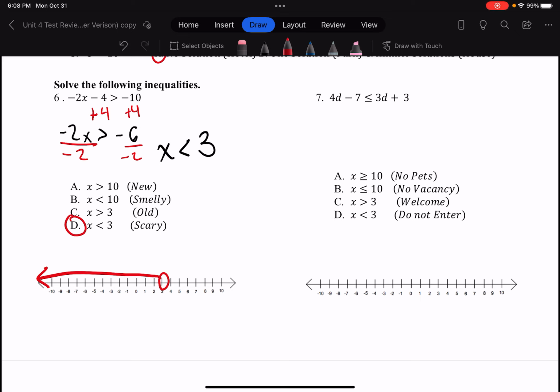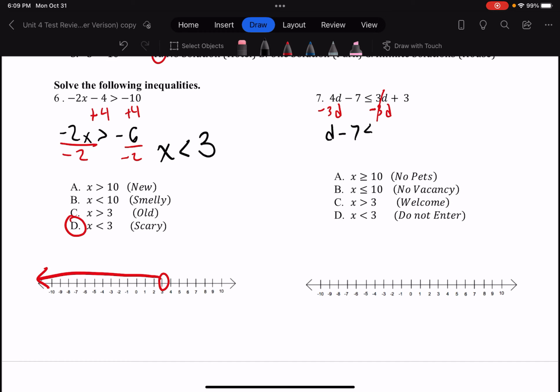So we are going to move on to 4d minus 7 is less than or equal to 3d plus 3. I want to get all of my variables on the left and all of my constants on the right. So my first step is going to be to subtract a 3d from both sides. Now, you may not solve this in the exact same order I do, and that's okay. So I have d minus 7 is less than or equal to 3. Then I can add 7 to both sides. And as long as you wind up with d is less than or equal to 10, you are good to go. So the solution that best matches this is x is less than or equal to 10.